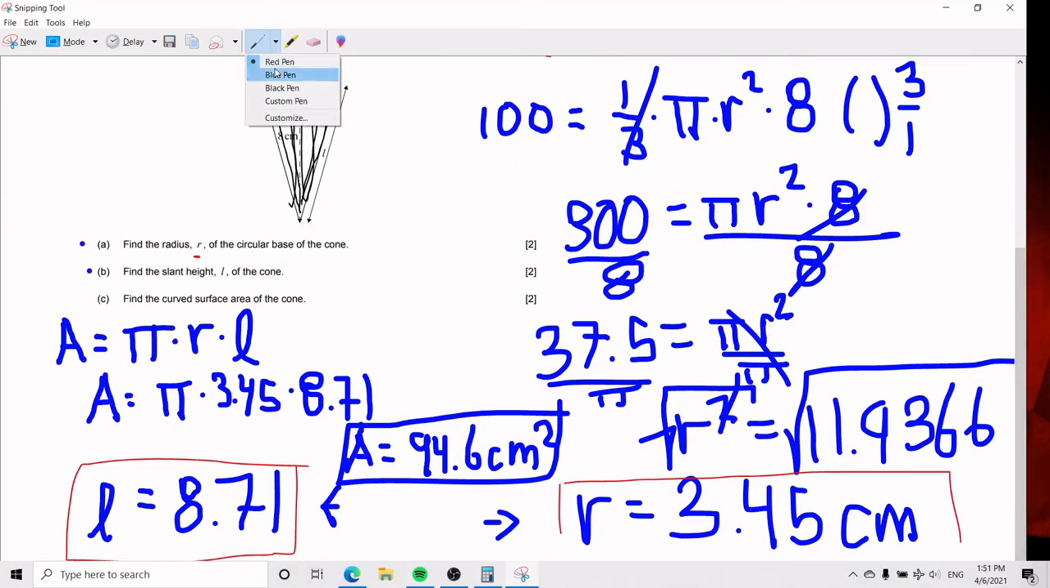And always at the end of your problems, make sure that you put units in all of your answers. Here I am missing units for part B. So if you noticed that, good job. But anyway, that is how you do this problem.